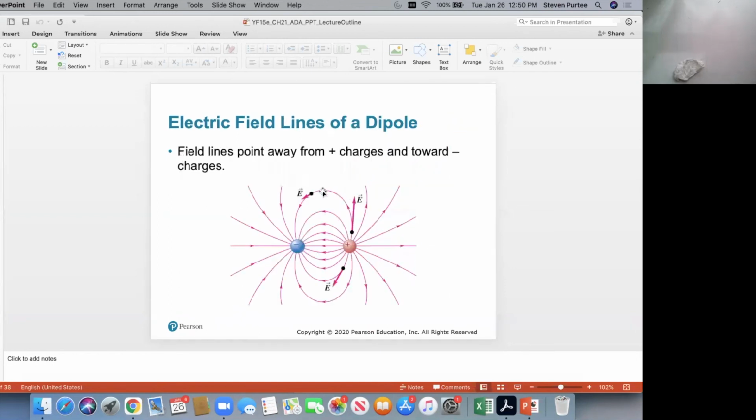If I've got some charge distribution here, these red lines are my electric field lines. If I bring in some new positive charge and drop it someplace, it will want to follow along one of these field lines. Positive charges move in the direction of the electric field. Negative charges move opposite the electric field. So if I drop a negative charge right here at this spot, it would move this way. If I drop a positive charge right here, it would move this way.